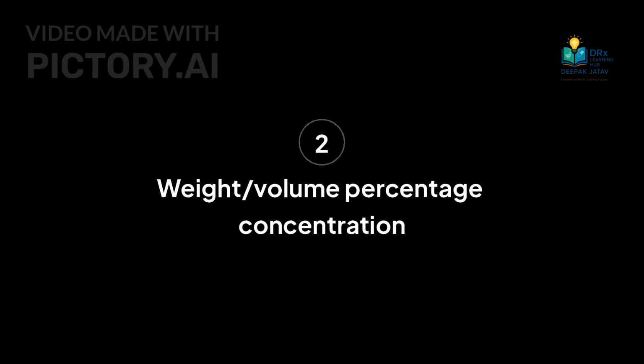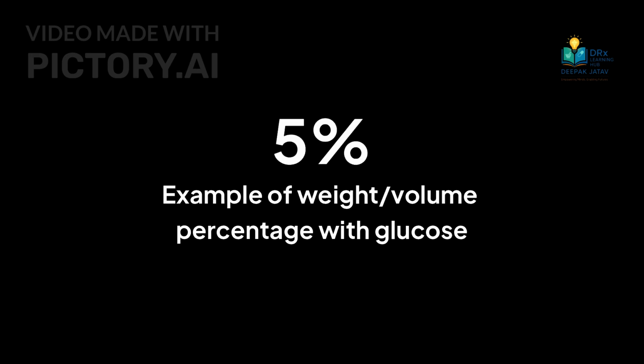Next, weight by volume. Weight by volume percentage indicates grams of solute per 100 milliliters of solution. A common example is a 5% w/v glucose solution, which equals 5 grams of glucose in 100 milliliters of solution.